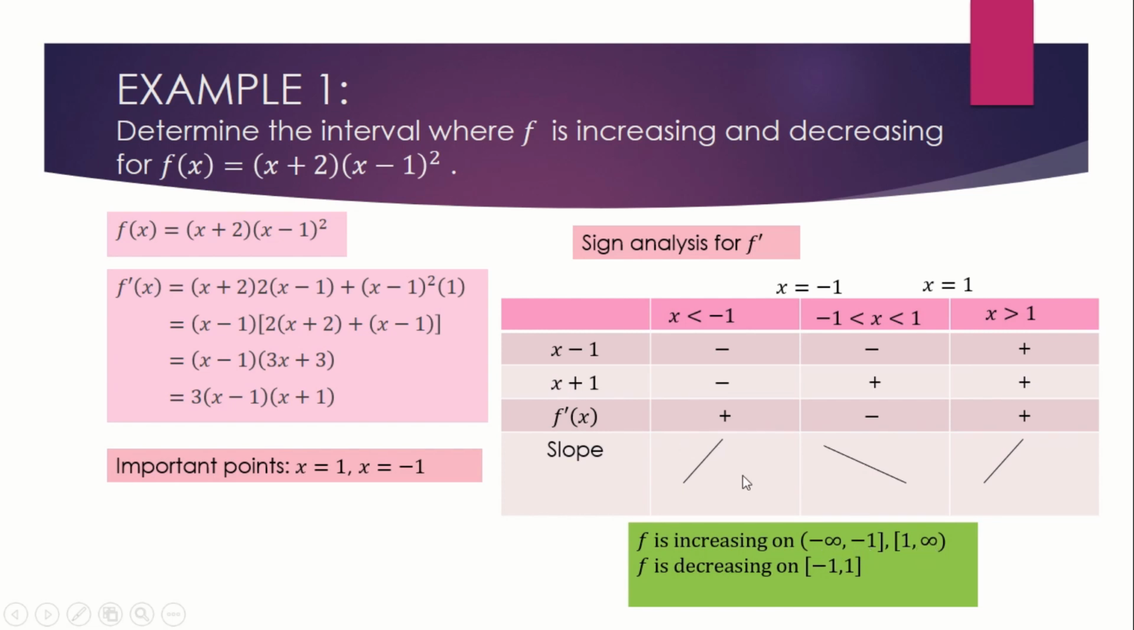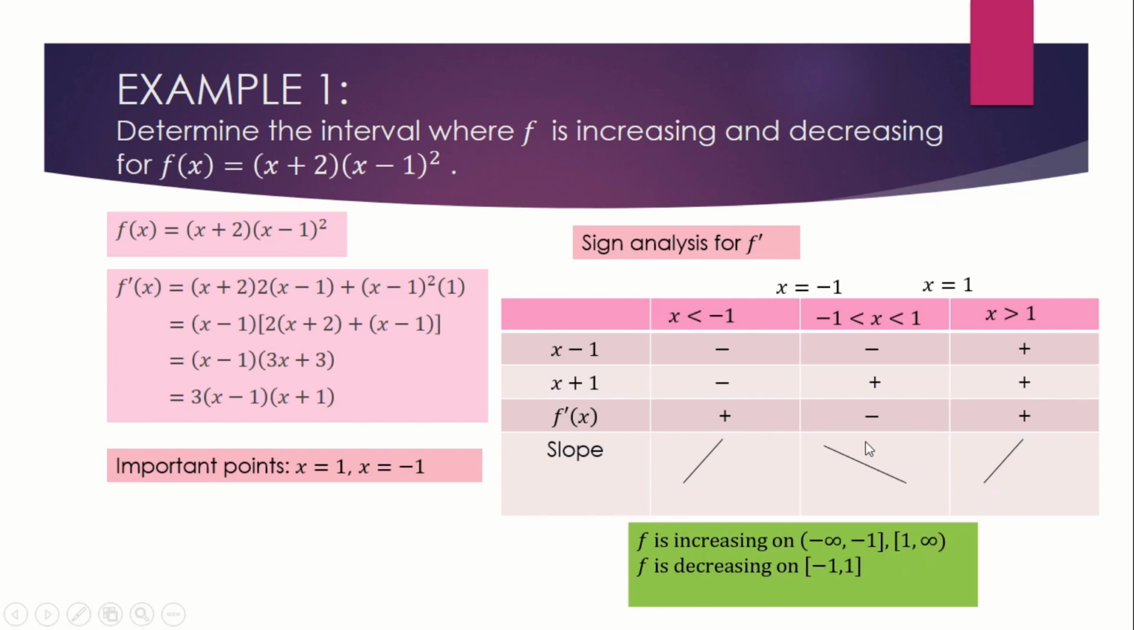Okay, we get from here. So this is the increasing part. So x less than -1 means negative infinity to -1. And then it is also increasing on the interval x greater than 1. So x greater than 1 means 1 to positive infinity.